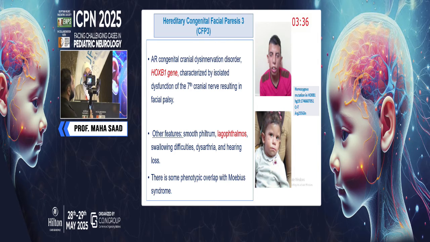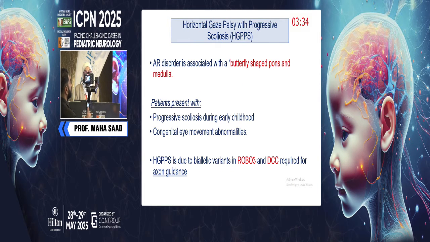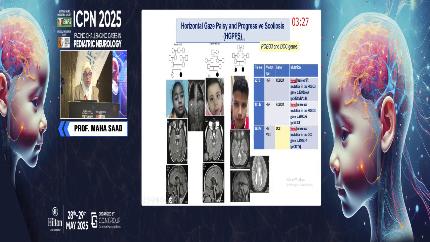The gene is HOXB1. The horizontal gaze palsy with progressive scoliosis, in which the butterfly shape is present with progressive scoliosis. We can see here the butterfly shape of the medulla. This is very characteristic for the gene. If it is associated with corpus callosum affection, it is DCC. If it is not associated with corpus callosum affection, it is ROBO3 gene. This is very characteristic. If you ask them to look to the side, they could not look to the side at all. There is horizontal gaze palsy.